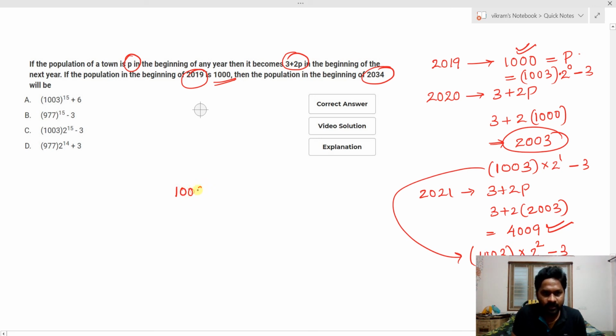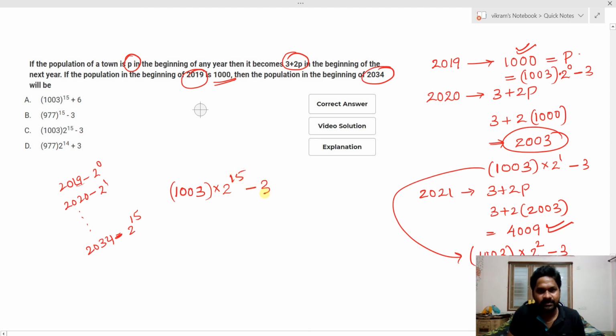I am writing 1003 into 2 power something. At 2019 it is 2 power 0, at 2020 it is 2 power 1, and in the same manner, if I go for 2034, including 2019, the total count is 16. Then I can write 2 power 15 minus 3.